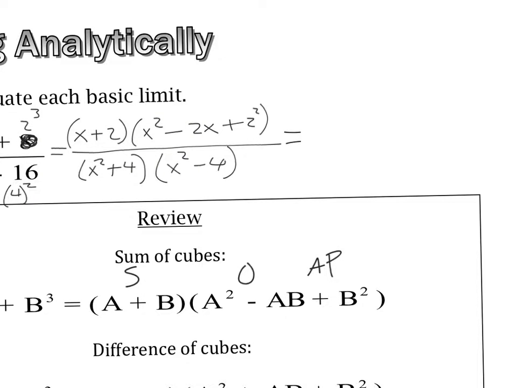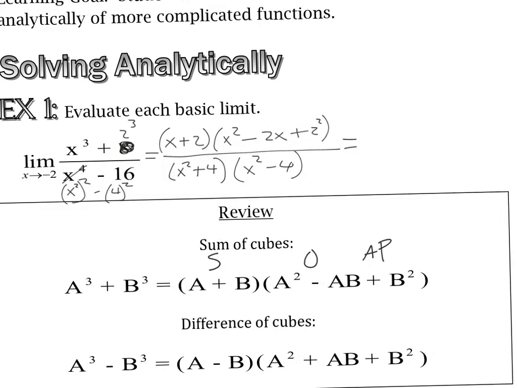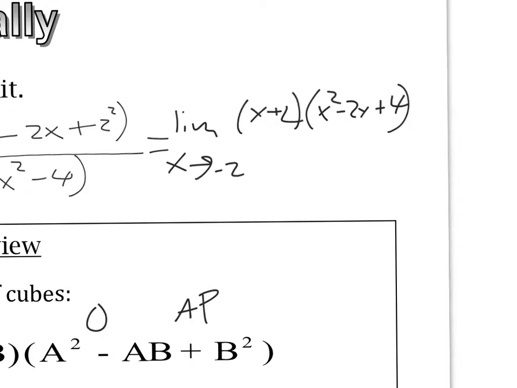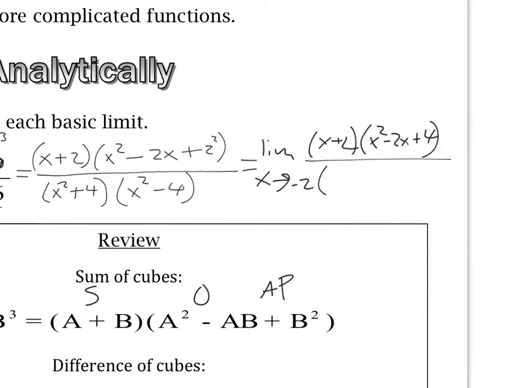So we really have, and this whole time actually I should have been including the limit notation, so let's put that back in. The limit as x approaches -2 is, we got x plus 2 times x squared minus 2x plus 4, and on the bottom we had an x squared plus 4. That's not really factorable, so I'm just going to leave that as is. And then we could factor this as a difference of squares as well, because this is like saying x plus 2 times x minus 2.